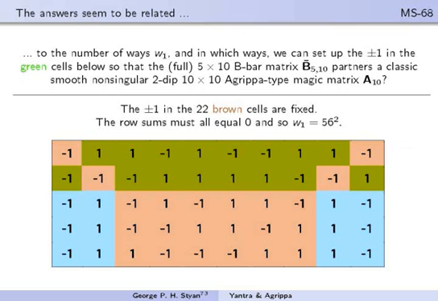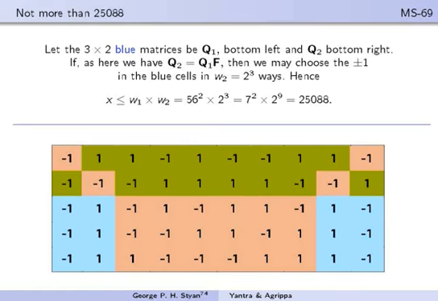The plus or minus 1s in the 22 brown cells are fixed. The row sums must all equal 0, and so W1 is 56 squared. Let the 3 by 2 blue matrices be Q1 bottom left and Q2 bottom right. Here you see that Q2 is simply the column flipped Q1. Then we may choose the plus or minus 1 in the blue cells in 2 cubed or 8 ways. Hence X is presumably less than or equal to W1 times W2, which is 25088.